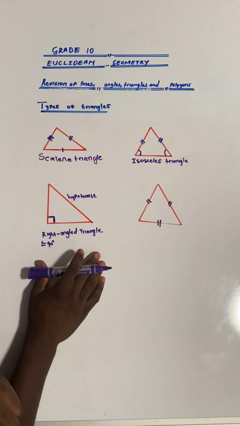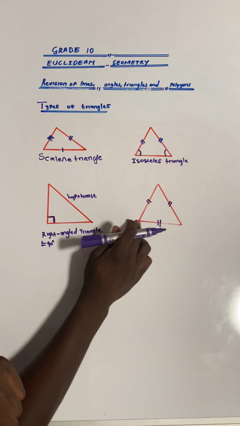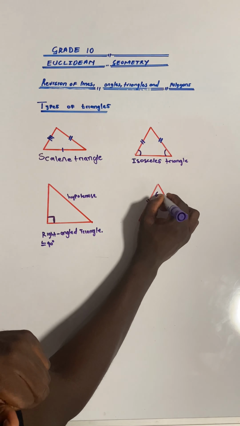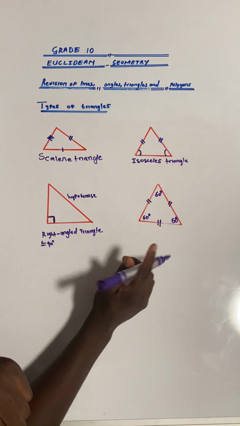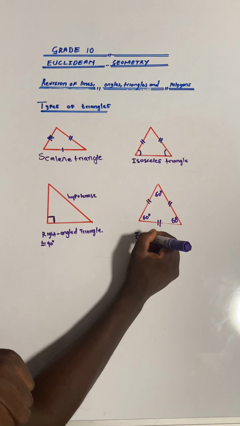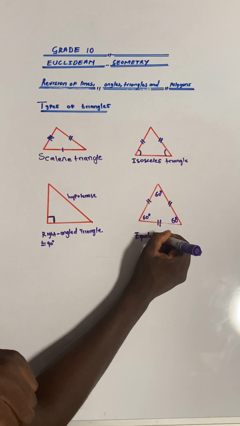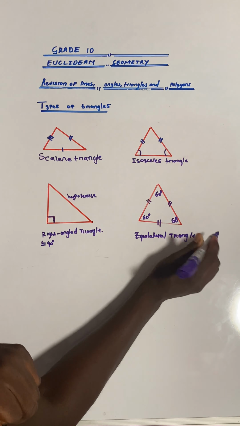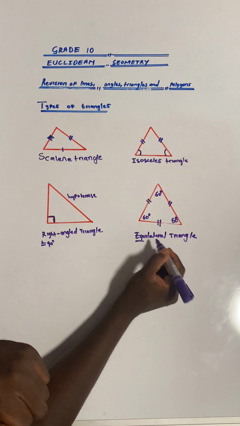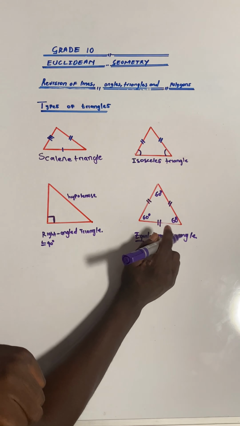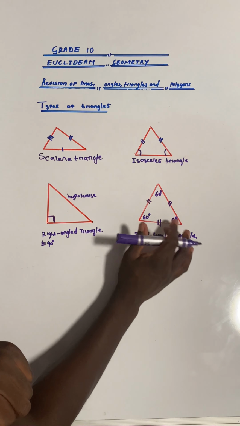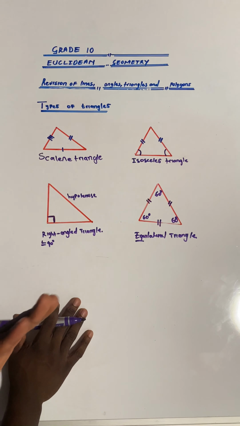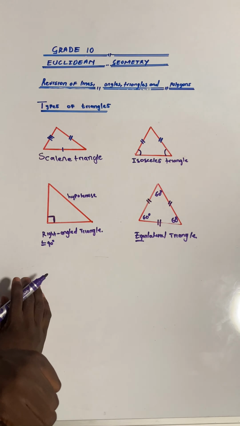Moving on to the fourth type of triangle that we have here, where all the sides are equal and all the angles inside are equal to 60 degrees, right? So what do we call this type of triangle? We call it an equilateral triangle, right? I hope that this makes sense, guys. Equi means equal, so it means equal in length. All the sides in this triangle are equal in length, and all the angles are equal in size. So that gives us an equilateral triangle, right?